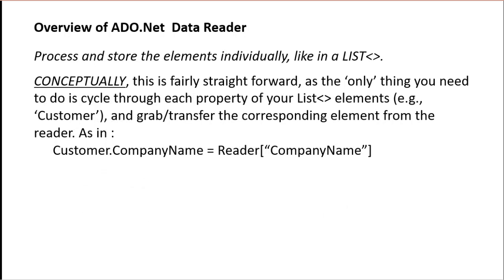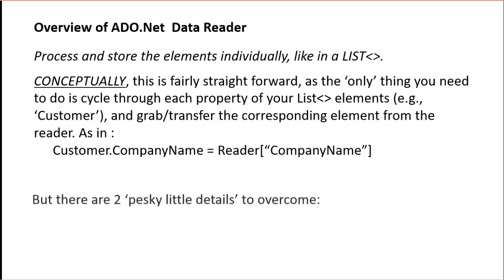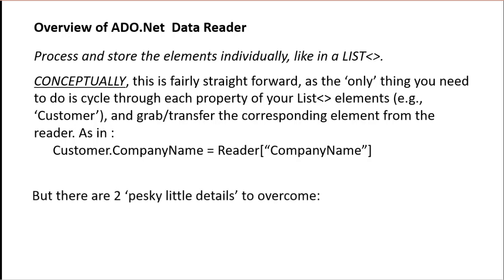Okay, conceptually, this is pretty straightforward, as the only little thing you need to do is to cycle through each property in your list, call it customers, and grab and transfer the corresponding element from the reader, as in customer.companyName equals the reader of company name. And the reader does know how to read in the schema, so if you say I'm looking for a field called company name or address, it says, oh, that would be index number 7 or 3 or 0 or 1 or whatever. So we can use that. Life is looking pretty good, except there's two pesky little details that we have to overcome.